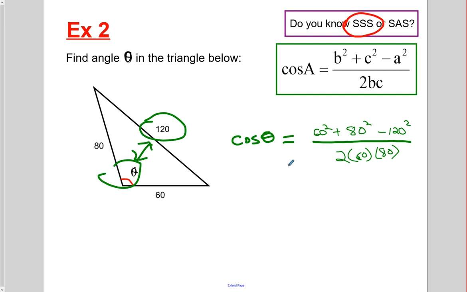Now the math here is actually not that hard, right? I just need to square some stuff and multiply some stuff. So on the top I've got 60 squared is 3,600. That's easy to remember because 6 squared is 36. 80 squared is 6,400. That's easy to remember because 8 squared is 64. And 14,400 is 120 squared. So that's my exponents, that's all done. So I might as well do my multiplying now. 2 times 60 times 80. That's 9,600.